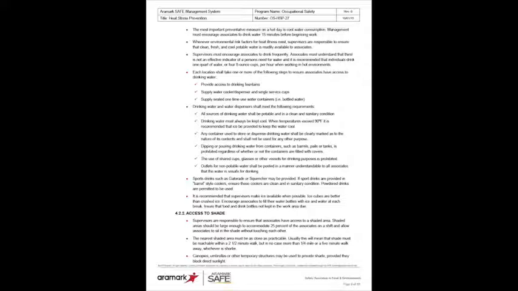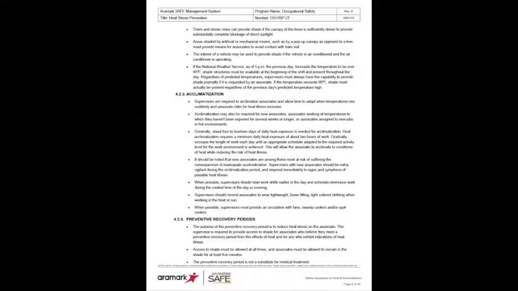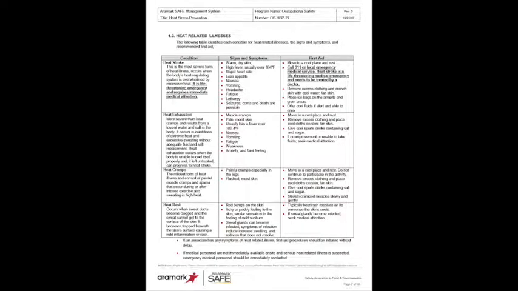Canopies, umbrellas, or other temporary structures may be used to provide shade, provided they block direct sunlight. Trees and dense vines can provide shade if the canopy of the trees is sufficiently dense to provide substantially complete blockage of direct sunlight. Areas shaded by artificial or mechanical means, such as by a pop-up canopy as opposed to trees, must provide means for associates to avoid contact with bare soil.